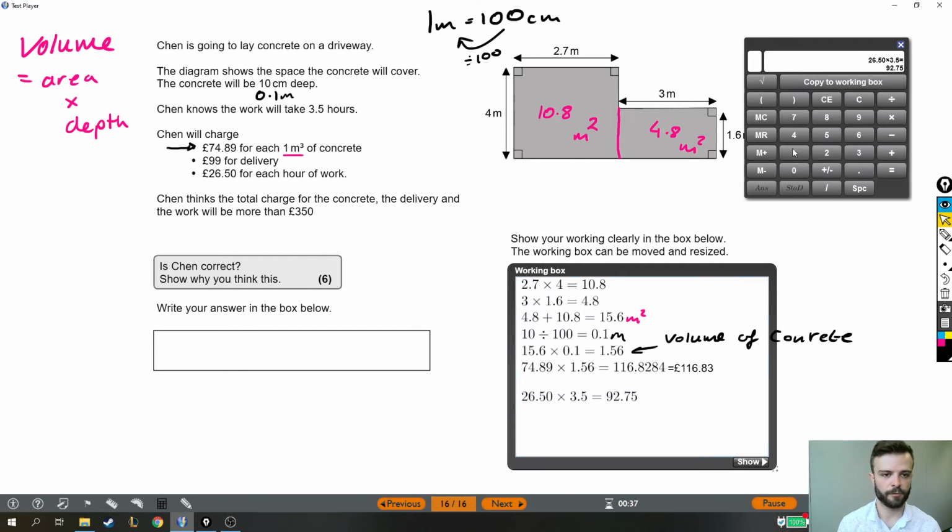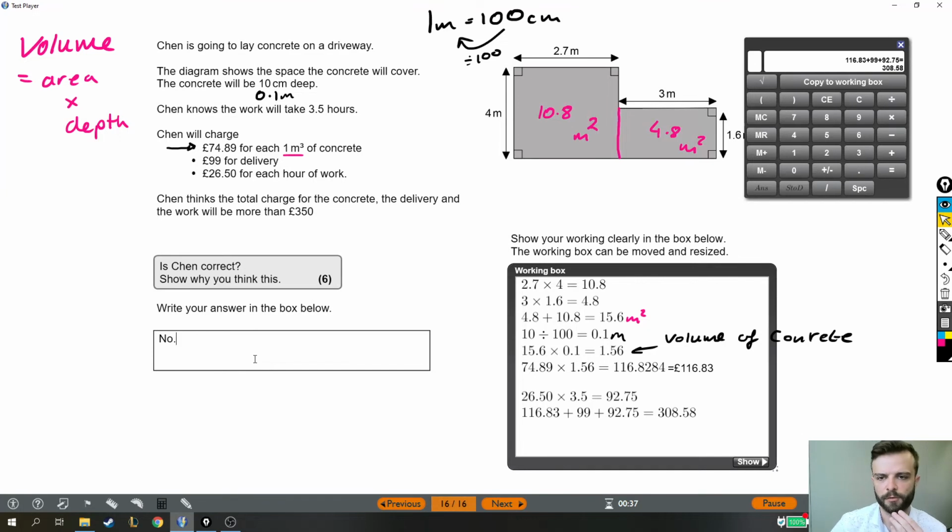So the concrete itself, we worked out, is going to cost £116.83. That's for the concrete. We add onto that the £99 for delivery, which is here, and we add onto that the £92.75, which is what he was saying the labour would cost. That comes to £308.58. The question says, Chen thinks the total charge is more than 350. It is not more than 350, it's only 308. So is Chen correct? No.